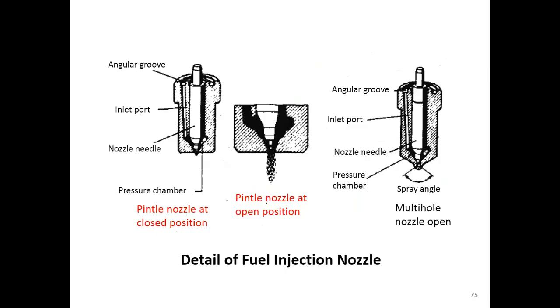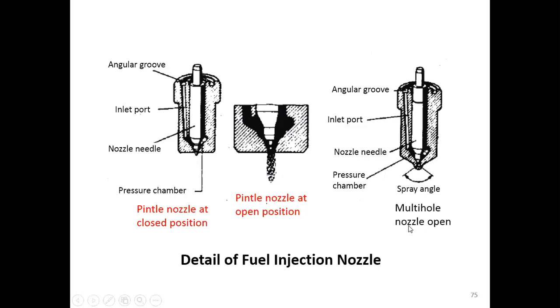Okay, and this gives you the detail of how the fuel injection nozzle looks. There are two types of nozzles. One we call the pintle nozzle, which is normally a one-hole nozzle. And then we have the second type, multi-hole nozzles. So these two pictures show you the pintle nozzles, and this one shows you the multi-hole nozzle.